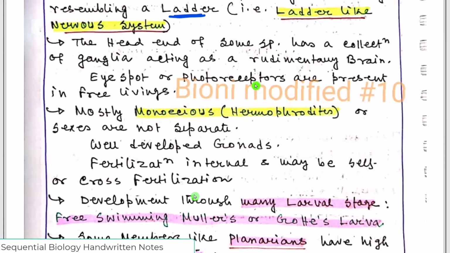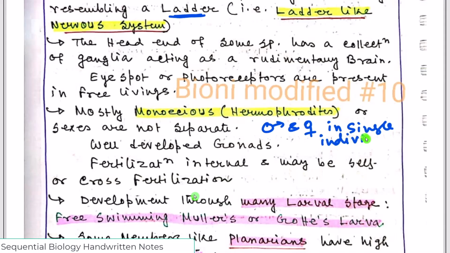Eye spots or photoreceptors are present in free living organisms, not parasites. They are mostly monoecious. Monoecious means male and female reproductive systems are present in a single individual, and such individuals are called monoecious or hermaphrodite.